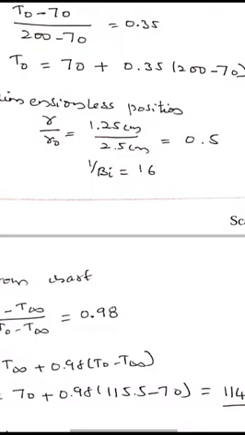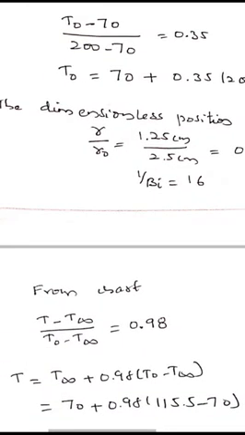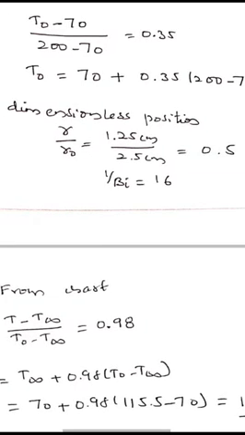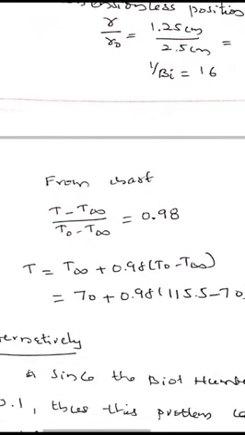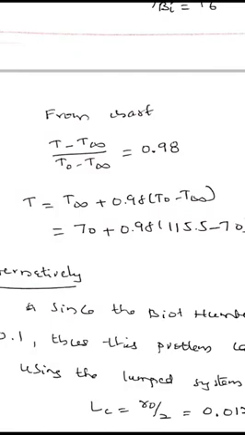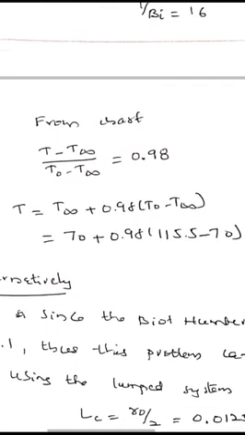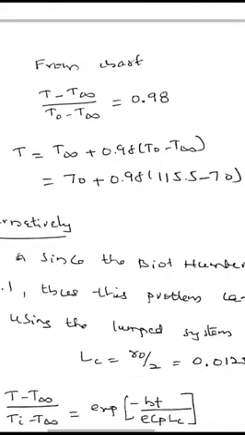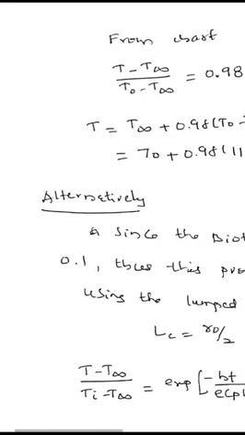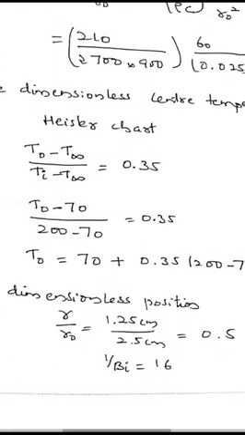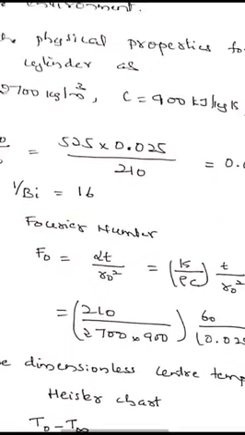Also, he is asking for the temperature at a radius of 1.25 centimeter. It means R by R0 equals 1.25 centimeter divided by 2.5 centimeter, which gives 0.5, and for that 1 by Bi equals 16. From the chart you find the temperature at a distance of 1.25 centimeter from the center. It gives 114.59.